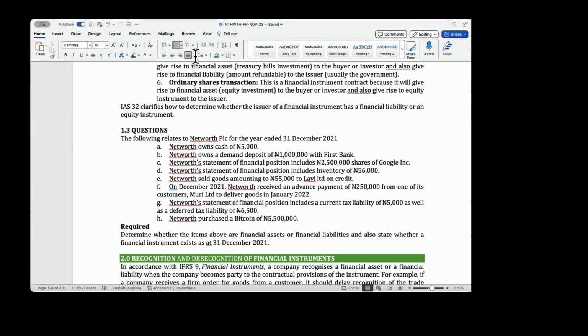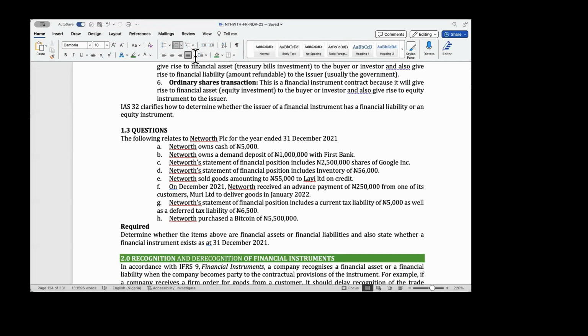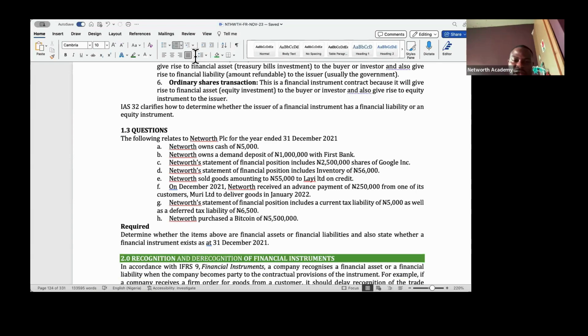Good afternoon. I'm not sure, but I want to try. Please try, just try. Networth statement of financial position includes 2.5 million shares of Google. Let's say financial liability. But I know that financial instruments exist because there's a third party, Google. Okay, that gets it right. No, you did not.